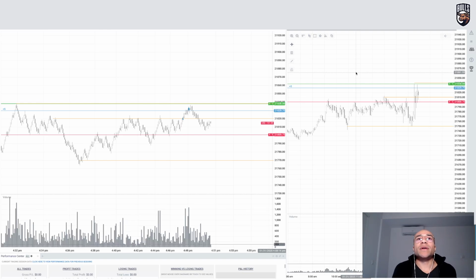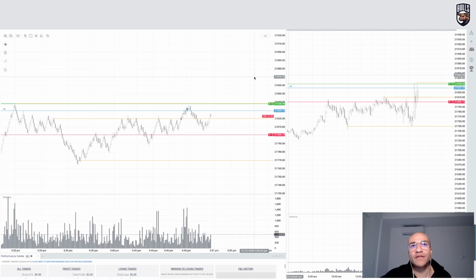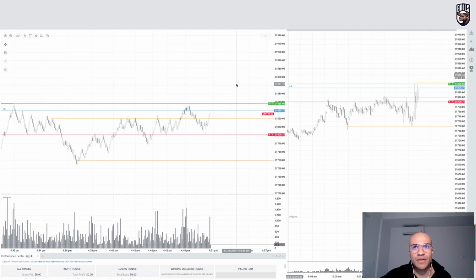So yeah, it's just waiting, being patient. Not going to move my stop right now. Keeping my 5 micros right here, my limit order, looking for the break of 840.